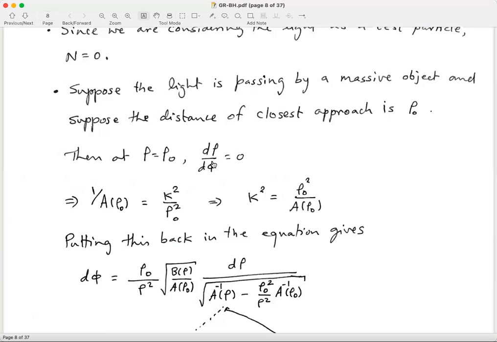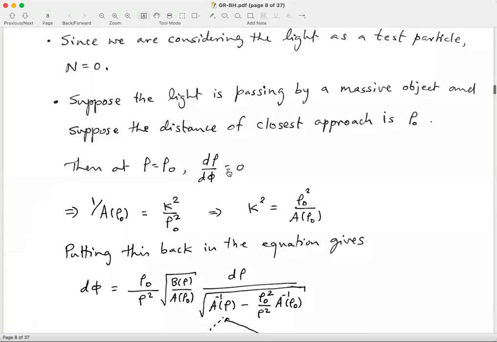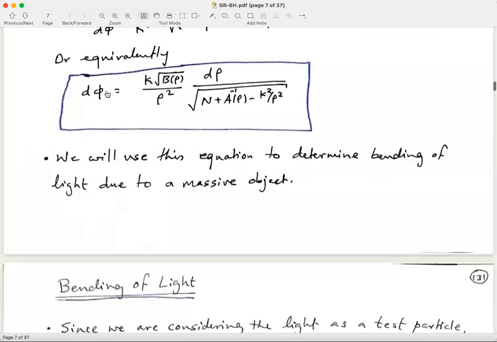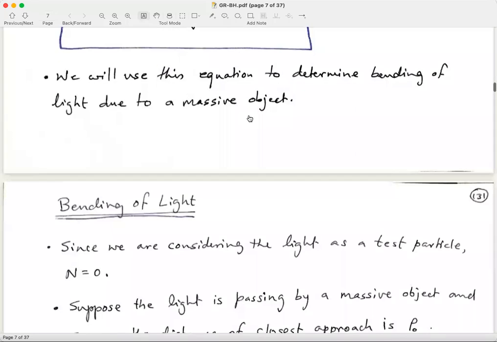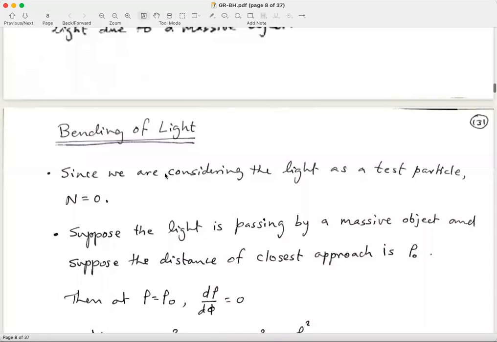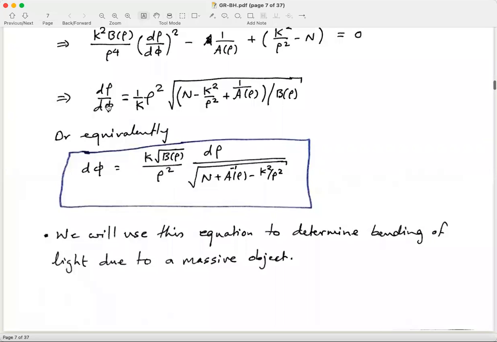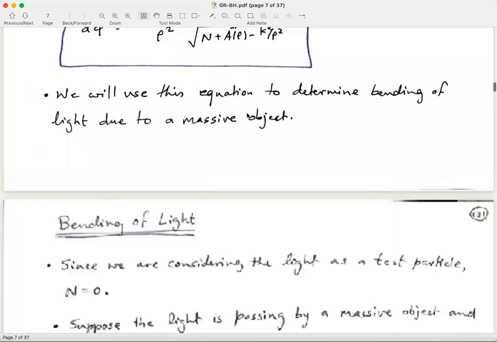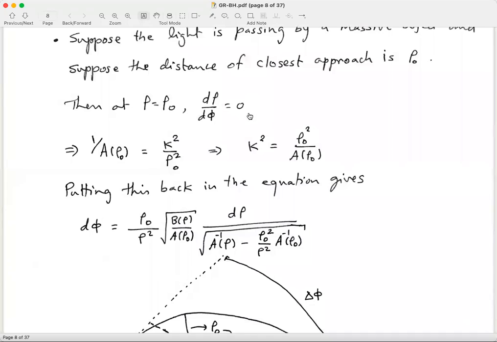Okay, so at rho equal to rho naught, we would extremize the equation. That means d rho by d phi would vanish at that point. If you put it back here, d rho by d phi vanishing tells you that 1 over a of rho should be equal to k squared upon rho squared at rho equals rho naught. You want to set this equal to 0. These are all non-trivial quantities, they cannot vanish, so the numerator has to vanish. So you set these two quantities equal. That tells us what k is: k is rho naught squared upon a of rho naught.